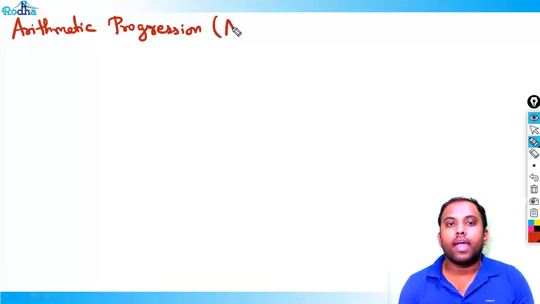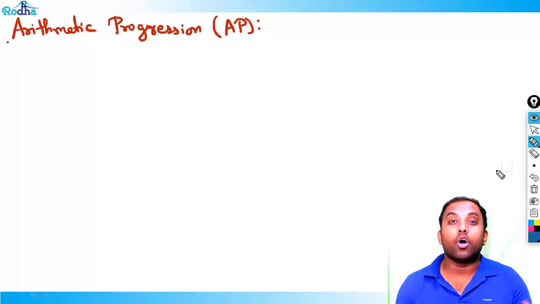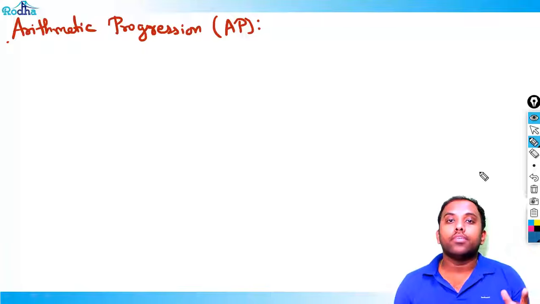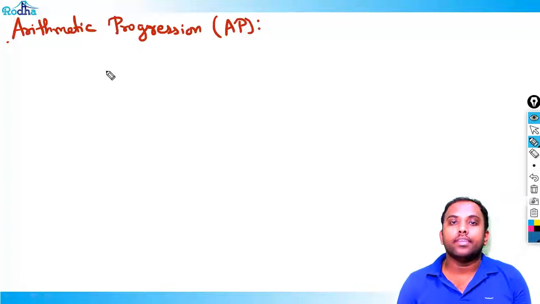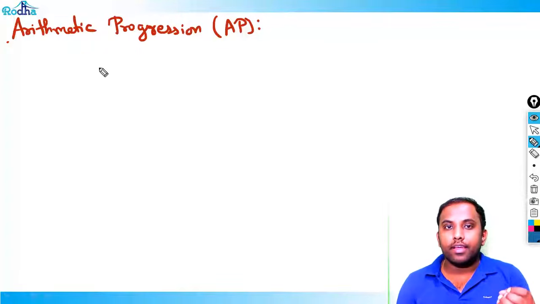Now what is arithmetic progression? I've written this chapter as sequence and series only, that means it's always a series, forming numbers like 3 terms, 4 terms, 5 terms, 6 terms, and so on. So what is AP? Basically, when a series is increasing by a constant term.